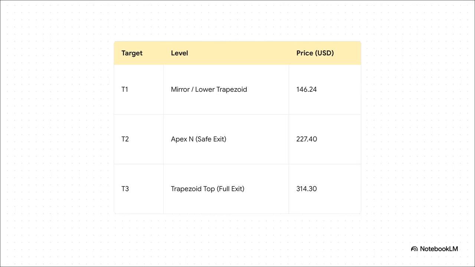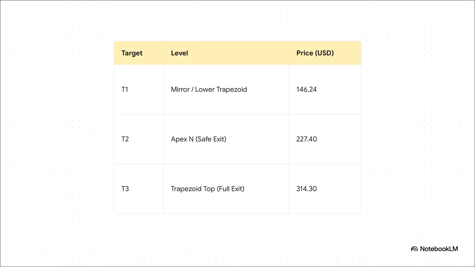The model lays out three distinct profit targets, and as you can probably guess, they're all tied directly to the geometry on the chart. T1 is the first hurdle, what's called the mirror. T2 is a really key level at the apex of that third triangle. The model actually calls this a safe exit. And finally, you have T3. This one is right at the top of that big trapezoid, and it's marked as the full exit for the entire cycle.